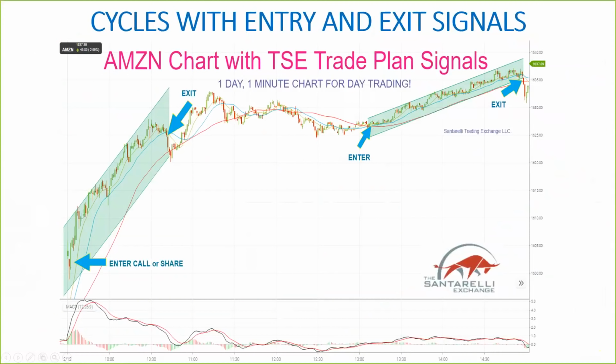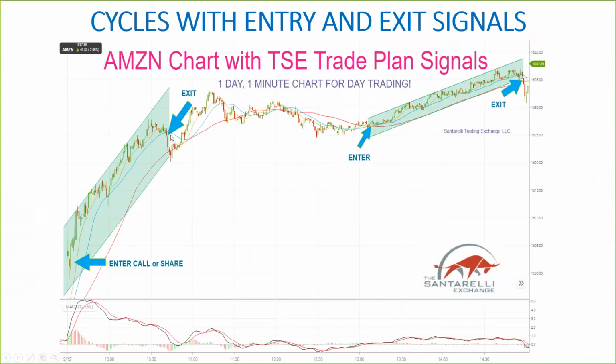Now here is the trade plan example with Amazon. This is the opening bell at 9:30. You get the first green candle after 9:45 a.m. Here's where you're entering. Now you're exiting at the first red candle below the 20-day SMA. So here's our entry at around $1,600 a share.